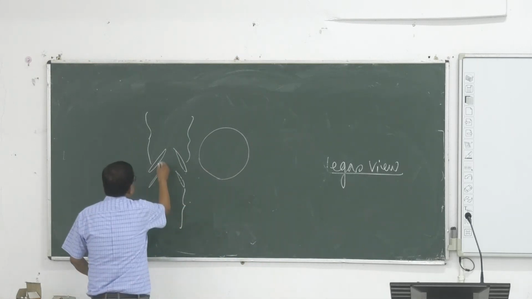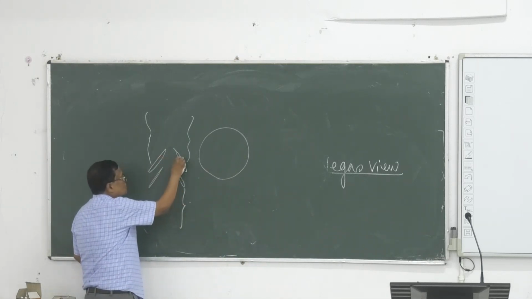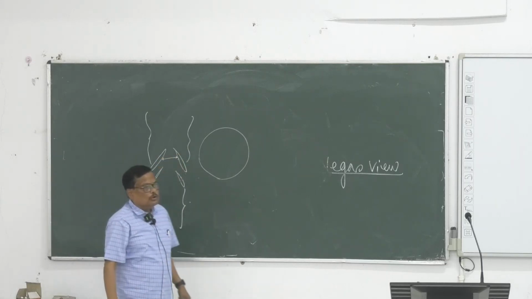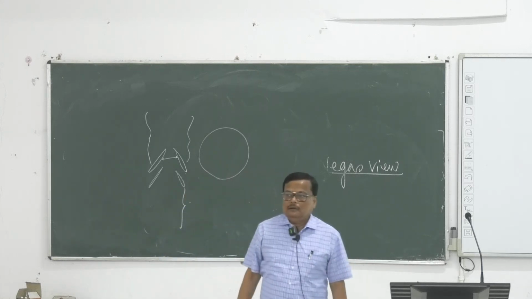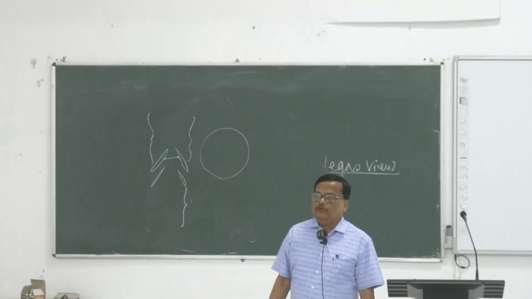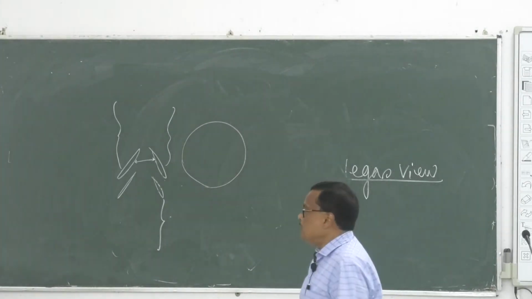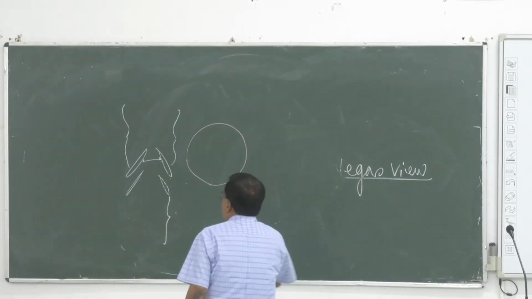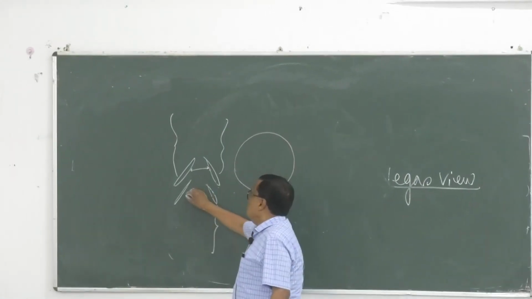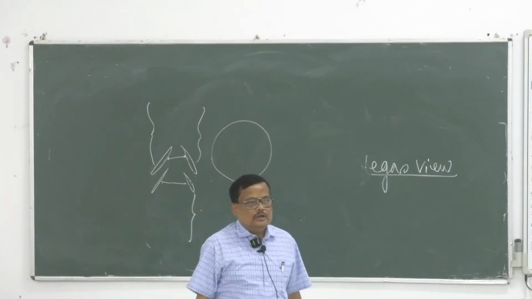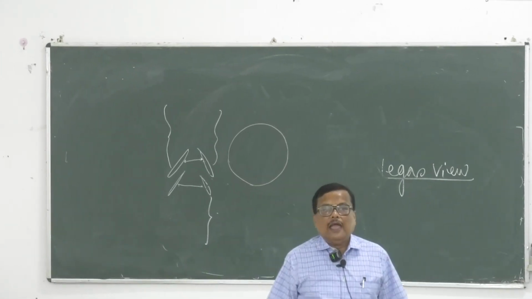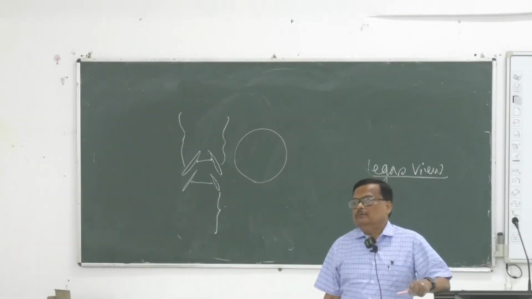The space between the vestibular fold we call rima vestibuli. Rima vestibuli, and the space between the two vocal folds we call rima glottidis. Rima vestibuli acts as an exit valve.